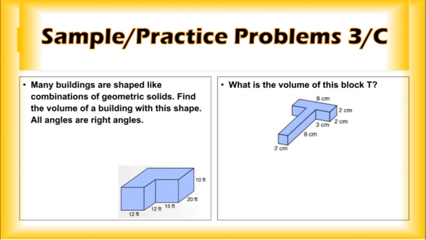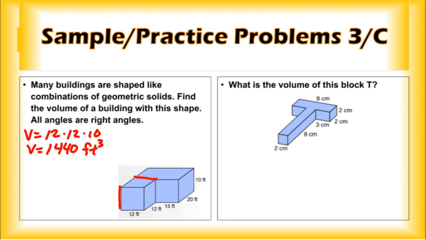And our last questions here. Many buildings are shaped like combinations of geometric solids. Find the volume of a building with this shape. All angles are right angles. So if we were to put this as two different geometric solids, we have one volume where it's 12 times 12, and then this height here is 10. So we would have a volume equals 12 times 12 is 144. 144 times 10 is 1,440. So that would be cubic feet.